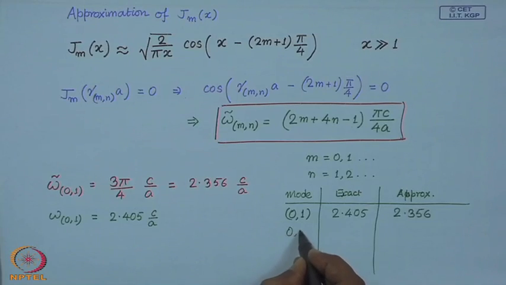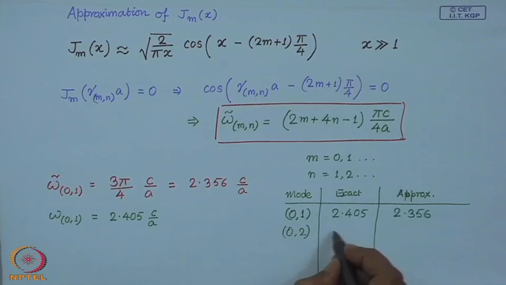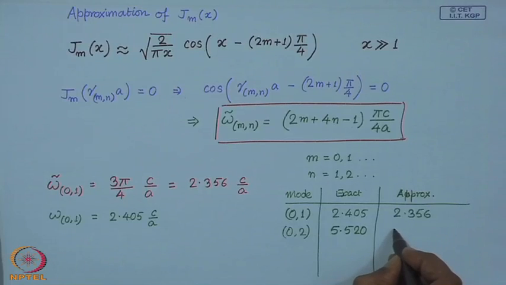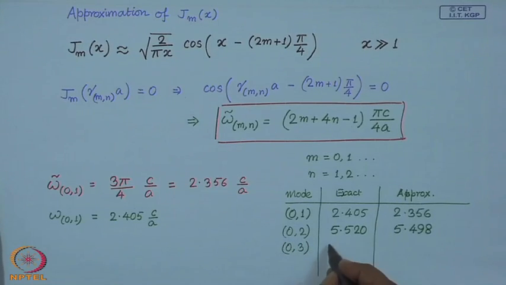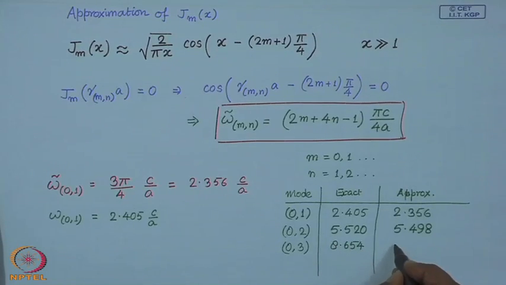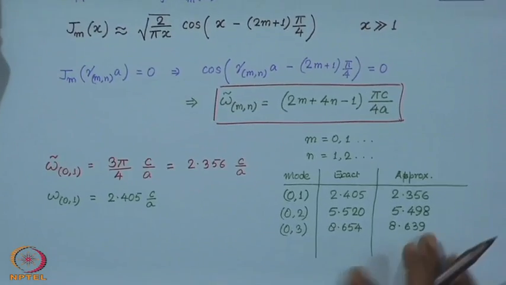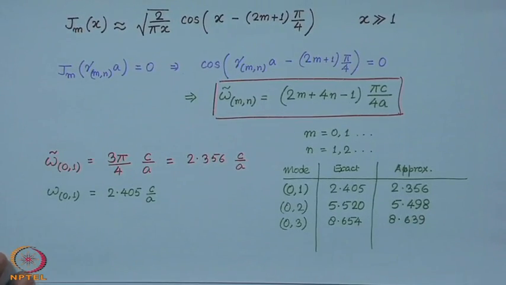If I take 0 2, the exact solution is 5.52 and this one turns out to be 5.498. For 0 3, the exact is 8.654 and the approximation obtained from here is 8.639. So, you can see progressively you are approaching the exact solution.